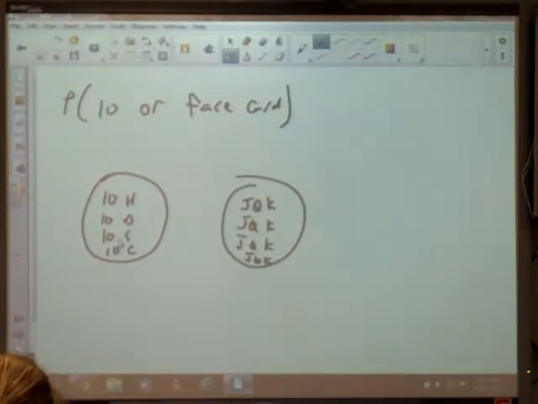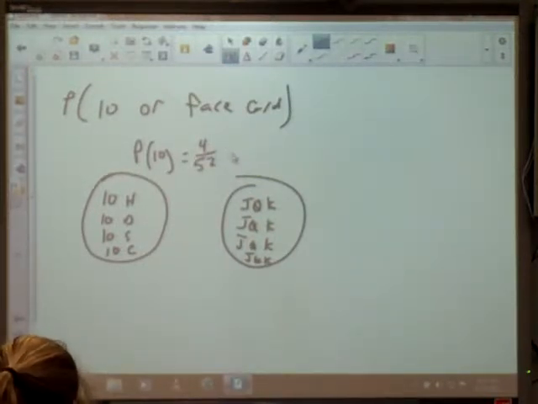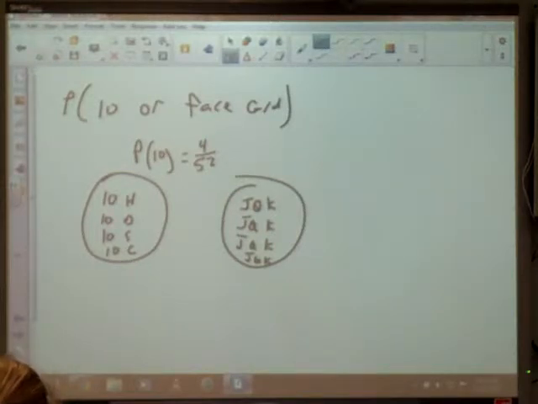So all we have to do on this is find the probability of the first one. So what's the probability that I'm a 10? Well, I've got 1, 2, 3, 4 of them, right? Out of how many cards in a standard deck? 52. Okay, you could reduce that to 1 out of 13 if you want to. All right, what's the probability that I'm a face card?